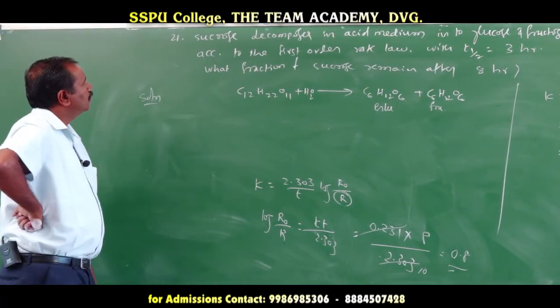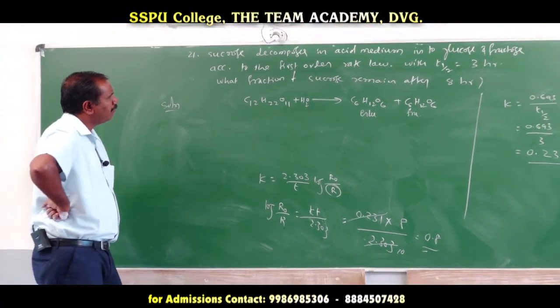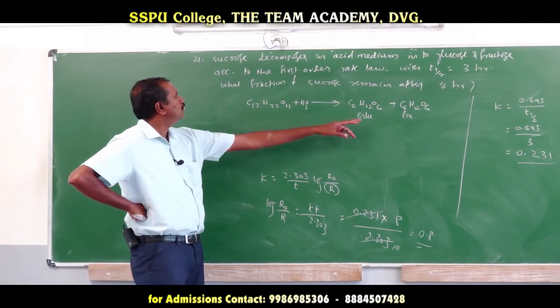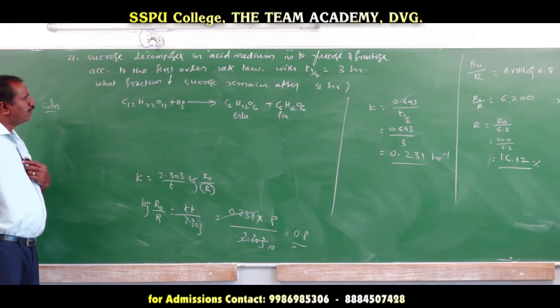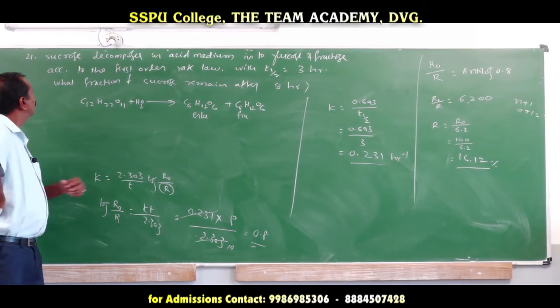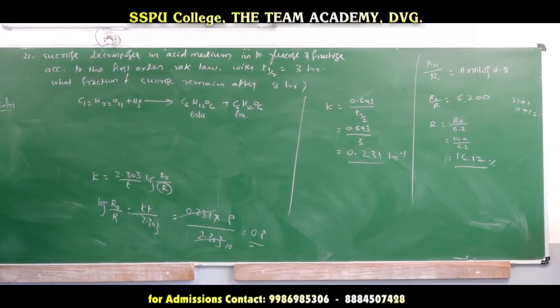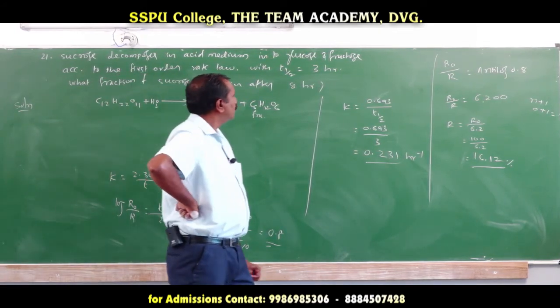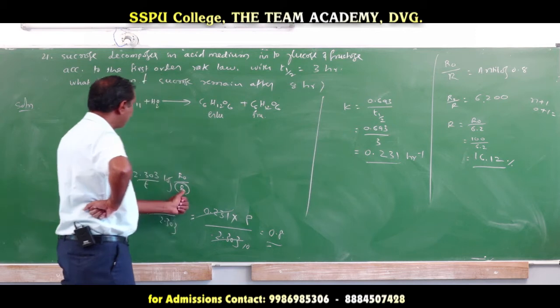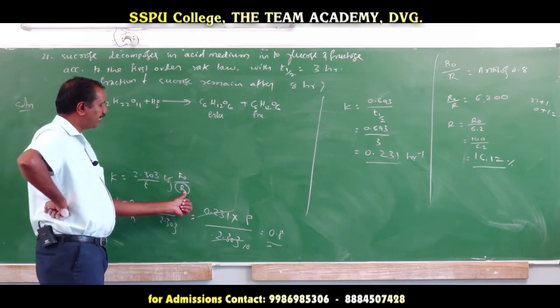See, sucrose decomposes in acidic medium into glucose and fructose. According to first order rate law, t half is 3 hours. So, what is the fraction of sucrose remaining after 8 hours? Okay. So, to calculate the fraction means the remaining concentration of sucrose after 8 hours.